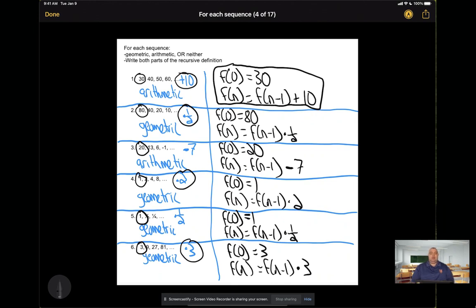You write a starting term, and then you write how to get each new term from the previous term. That is, again, what we call the recursive definition or the recursive form.